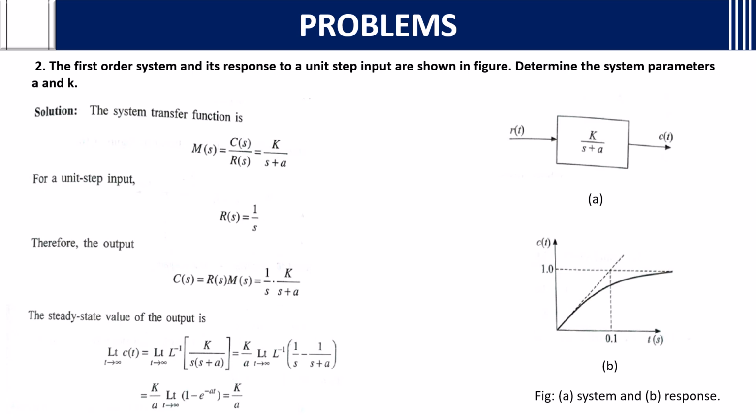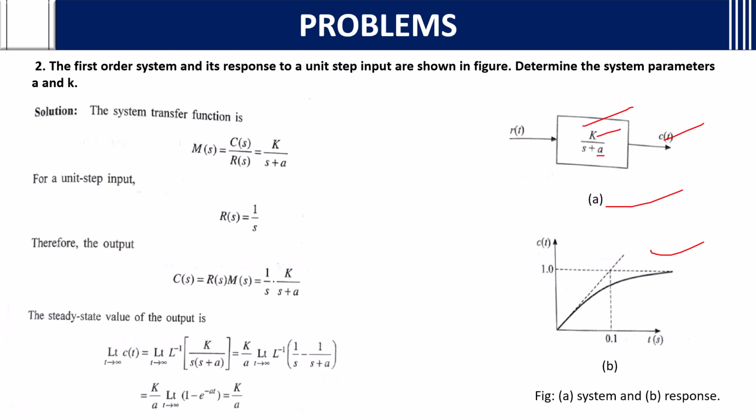Now this is a different type of question. The first order system and its response to a unit step input are shown in the figure. See, this is the first order system, K by S plus A, the block with R of t and C of t. It is the transfer function, and its response is also shown. Determine the system parameters A and K. We want to find A and K.